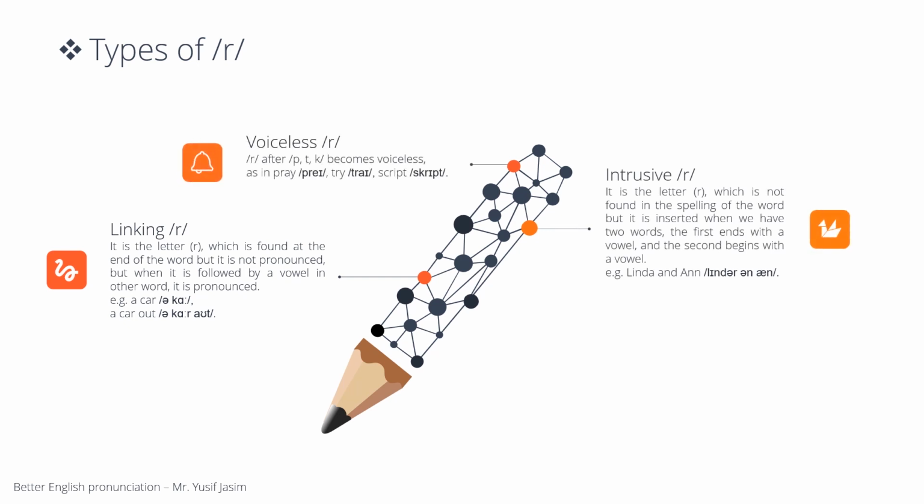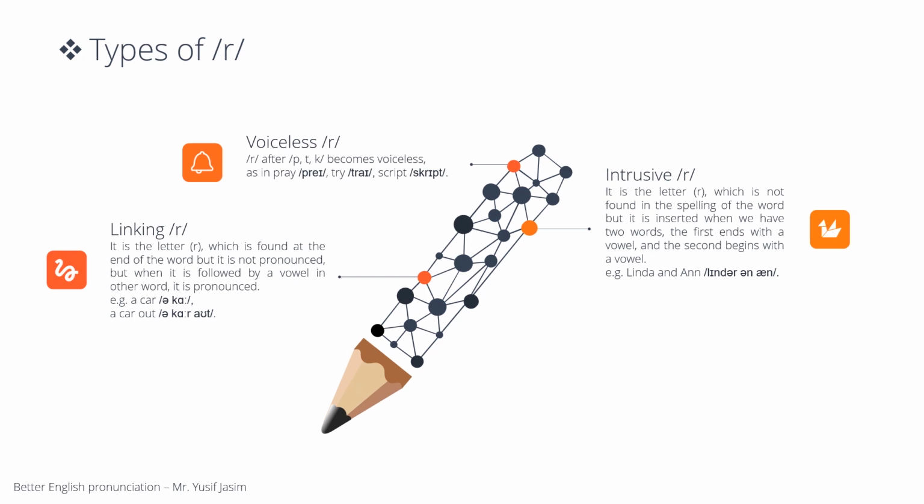Linking r. It's the letter r which is found at the end of the word, but it's not pronounced. But when it's followed by a vowel in another word, it's pronounced. For example, a car. R is not pronounced, but when we say a car out, it's pronounced.